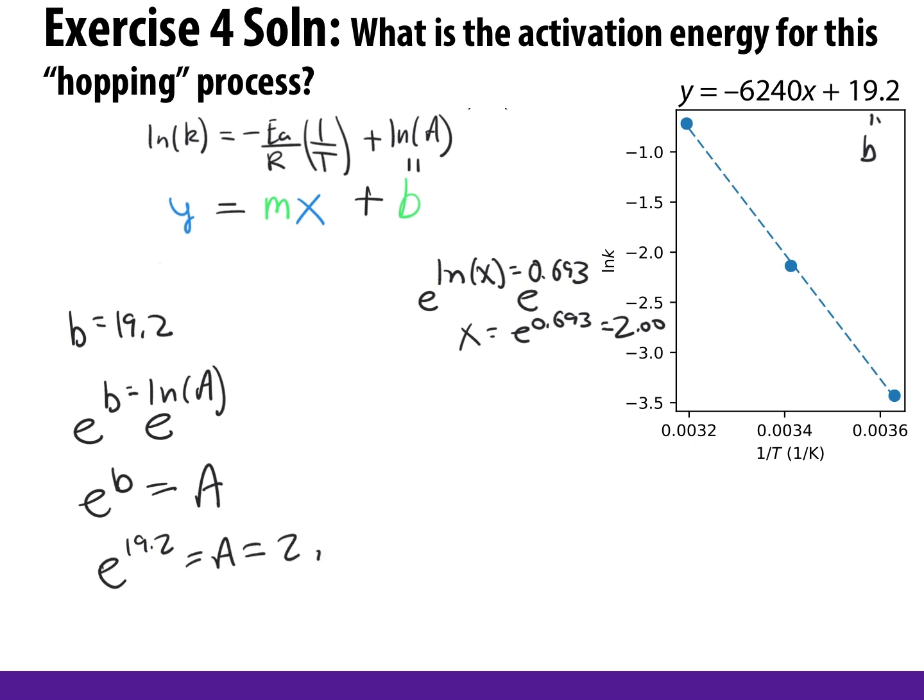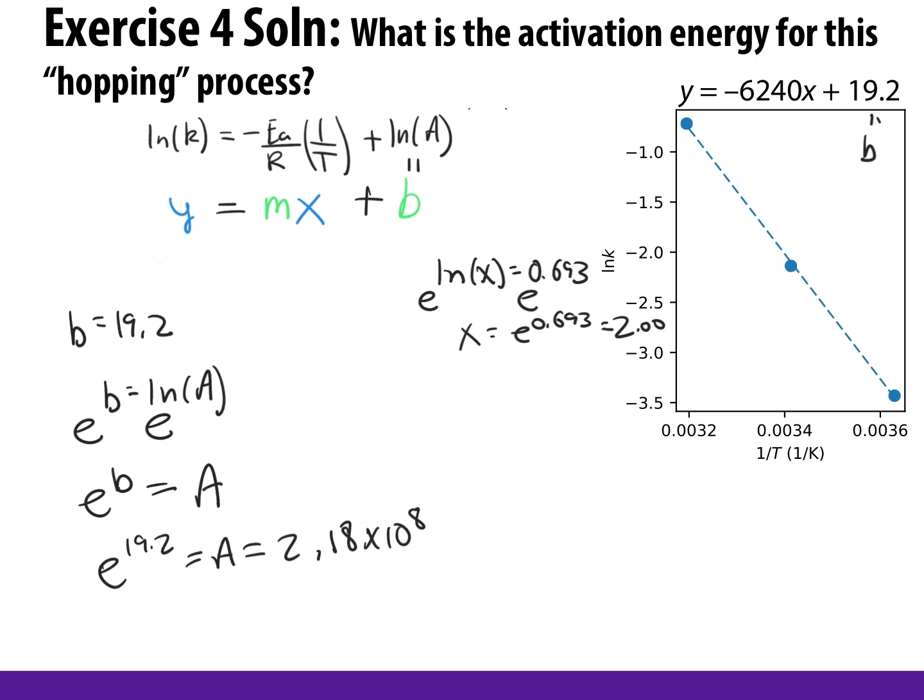I then get 2 point, what do I have? Since this is an ln, I maybe only get 2 sig figs, but we can go with 3 sig figs for now anyway. That would probably be fine. 2.18 times 10 to the 8.